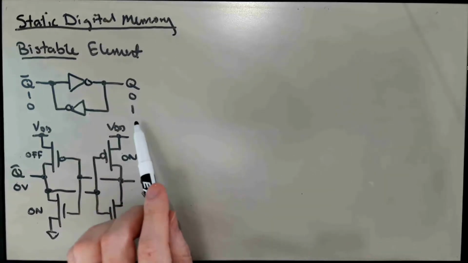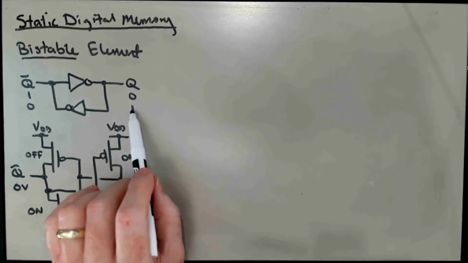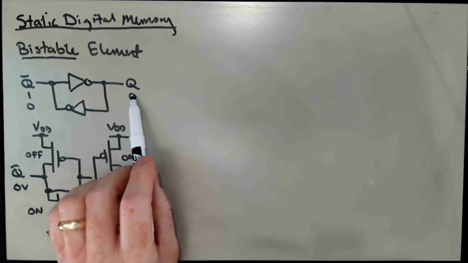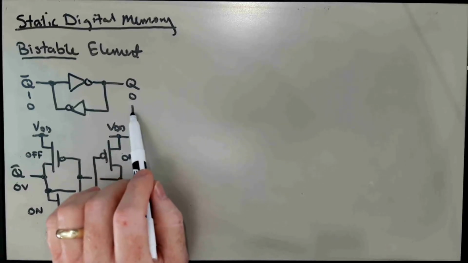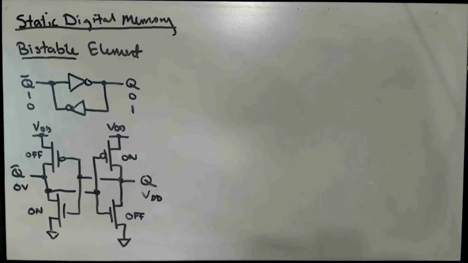And Q is typically considered to be the memory stored there. So Q being 0 would be storing a 0, and Q being 1 would be storing a 1 in this.